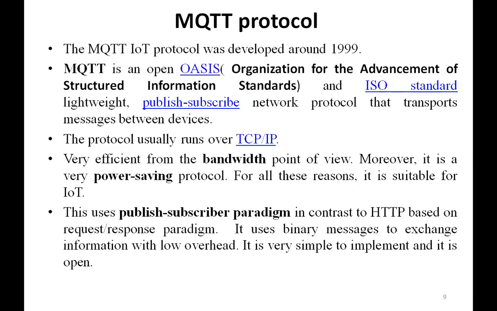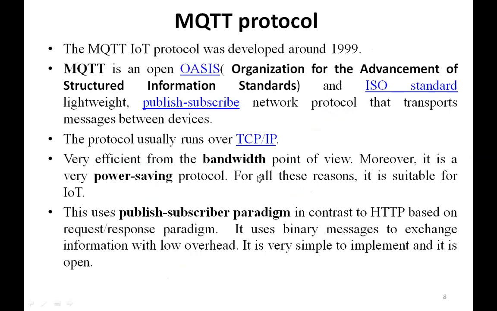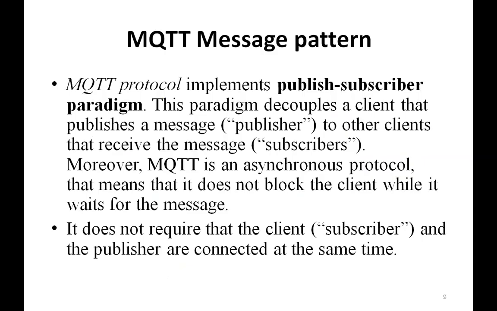The publisher, the sensor devices, will send data to the server, and the subscriber devices, say a mobile phone or some other device you are connecting, get the sensor data from the broker or the server. So these three are not connected to each other. They are connecting through the MQTT broker. That's why you can say it's a decoupled paradigm. The publisher is connected only to MQTT, and from MQTT you can subscribe for data.